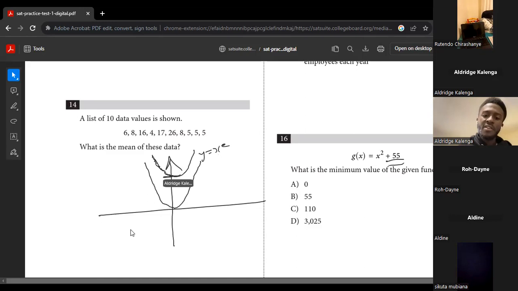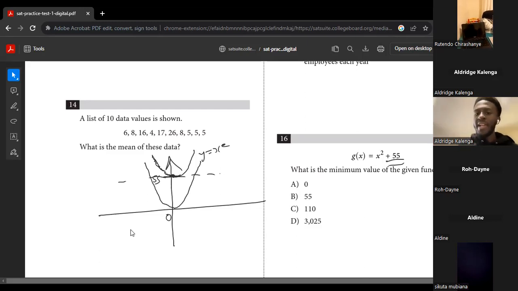55 units above. So this would be 55, this is 0. So it means the lowest point is the vertex. The lowest point is the y value. So it's the vertex. So it means we can't get any number smaller than 55. Look at x.